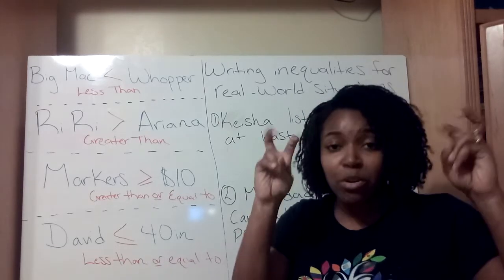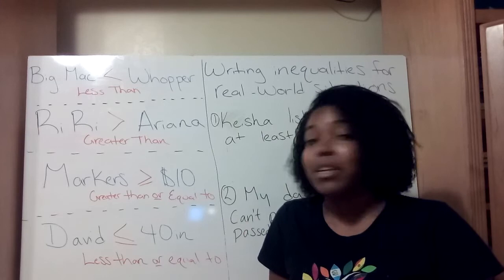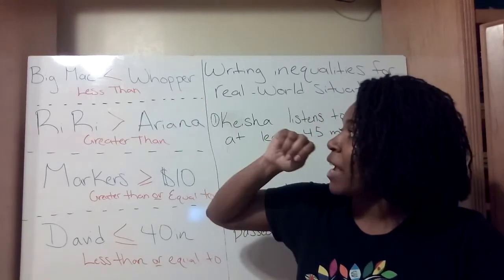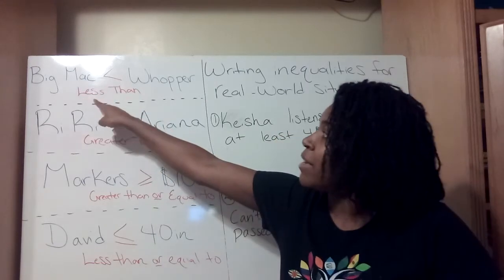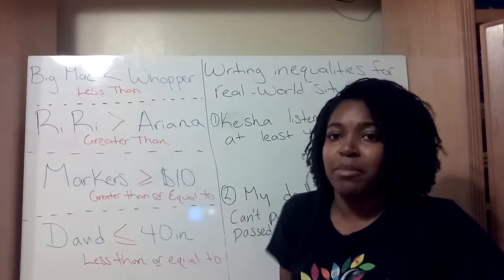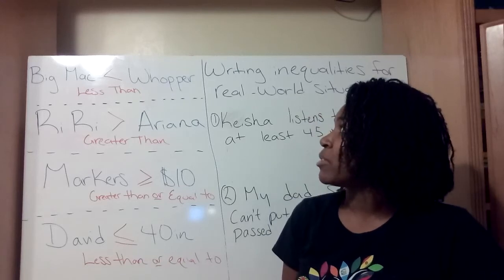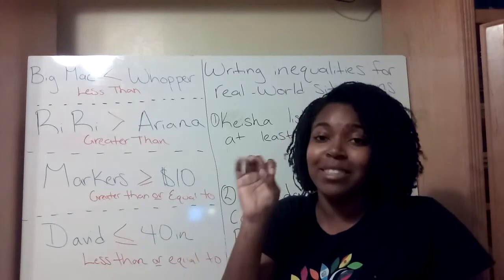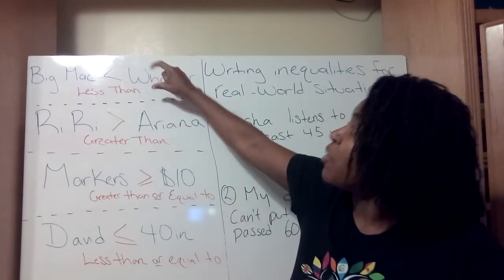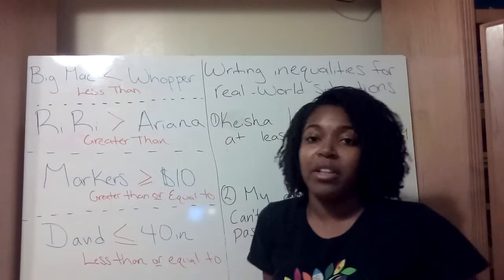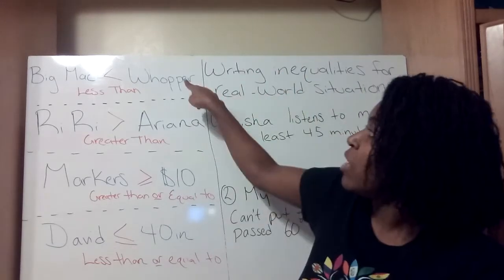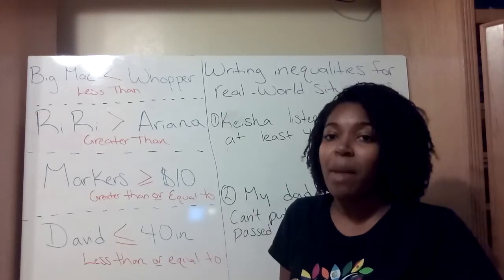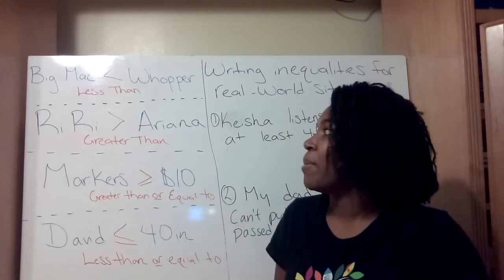So to give you some real world examples, and these are heavily opinion based, obviously. The first example that I gave up top says, the Big Mac is less than the Whopper, okay? Notice the less than symbol. The smallest side is pointing towards the Big Mac because it's not as good, it's less than. And the Whopper has the opening of the inequality. The greater part points towards the greater value, okay?